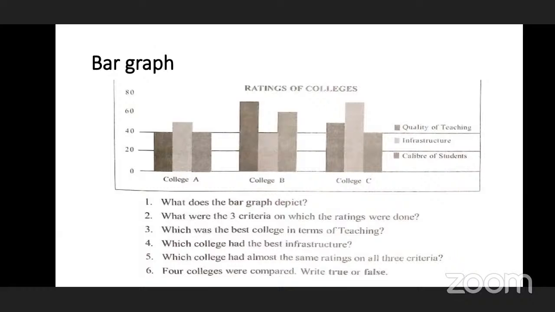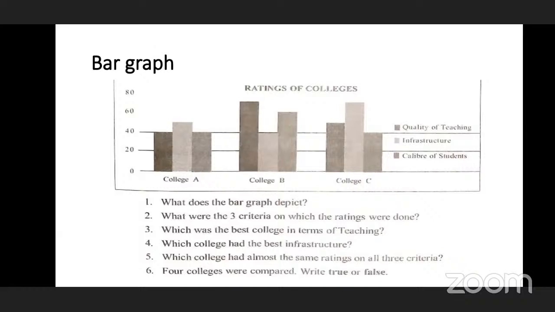Right, what does the bar graph talk about? It talks about the ratings of the colleges in connection with quality of teaching, infrastructure, and caliber of students. What were the 3 criteria on which the ratings were done? Quality of teaching, infrastructure, and caliber of students are the 3 criteria.